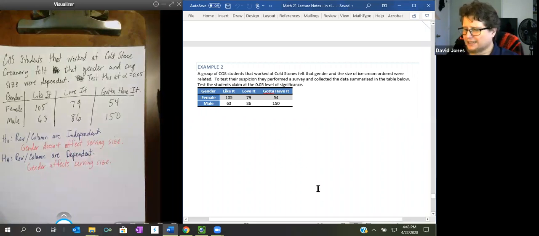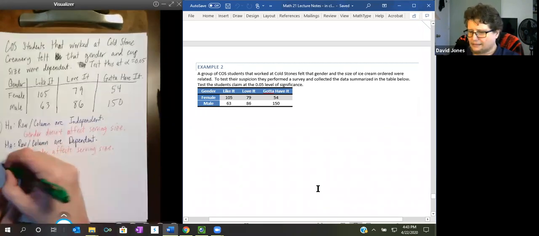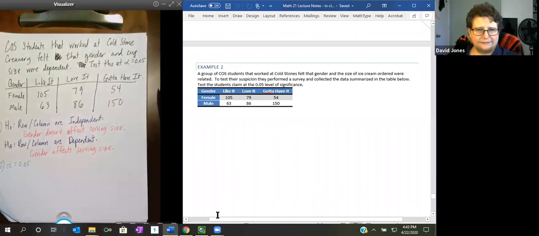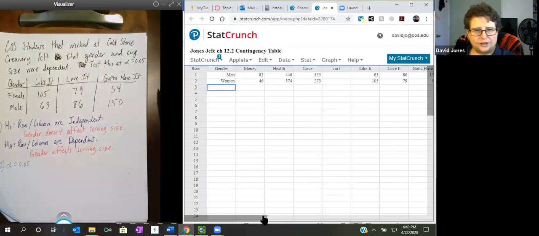We were given our level of significance. Alpha equals 0.05. We'll put this stuff into StatCrunch, which I've done already. Like it, love it, gotta have it. I didn't remake a new gender column because they already had it over here. I made sure, because this said men, women, and the ice cream was women, men, I made sure the 105, 79, 54 corresponded to the women, which was the bottom row, and the men were the top row.